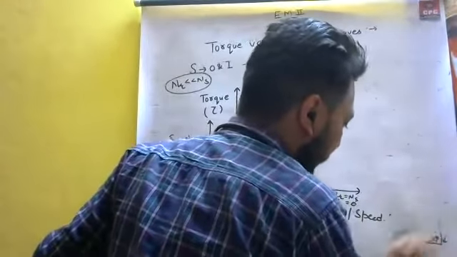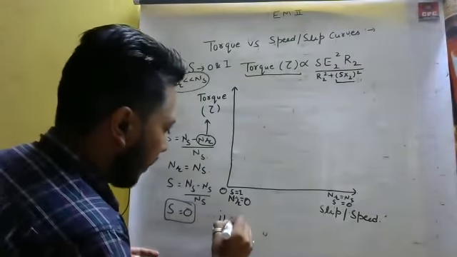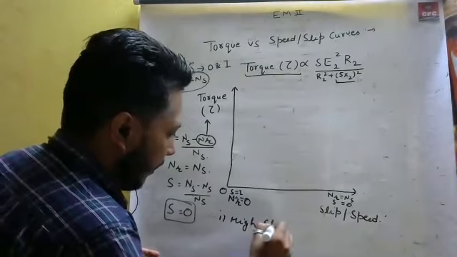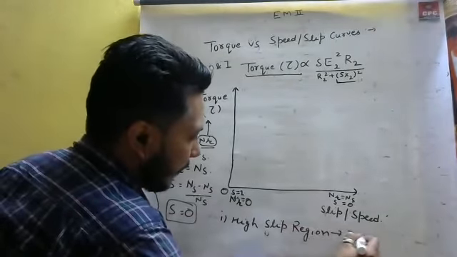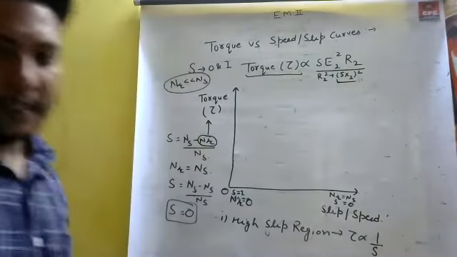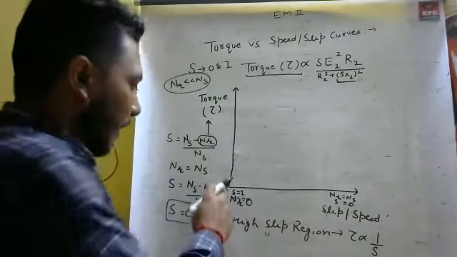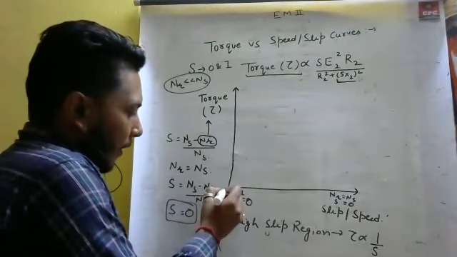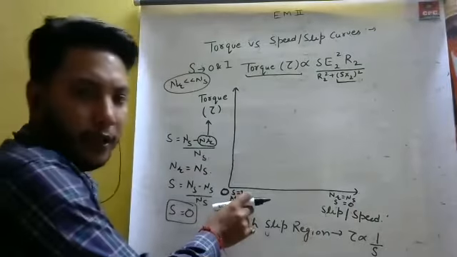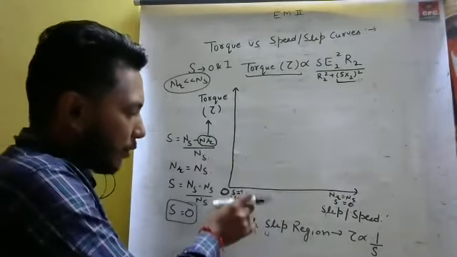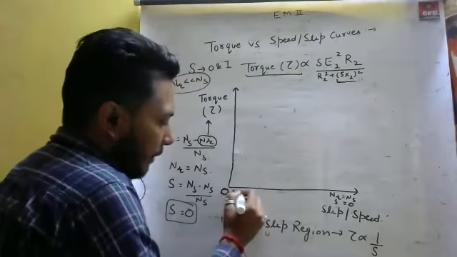In the high slip region, we calculate that the torque is inversely proportional to 1 upon s. Therefore, we know that this is your origin point. When we start the motor, this is the starting condition of the motor. At starting, NR is equal to 0, so the value of slip is equal to 1. Therefore, the value of slip here is 1.